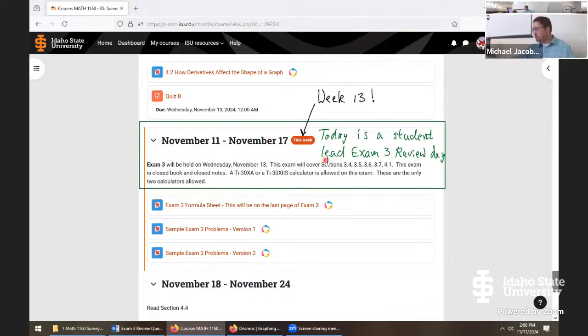So our third exam is going to start from section 3.4, product rule, quotient rule. 3.5, I believe, is the chain rule. 3.6 is dealing with exponential functions, exponential growth and decay. 3.7 is differentiating logarithmic functions, which means it deals with properties of logarithms as well. And 4.1 was just maximum minimum values and the closed interval method.